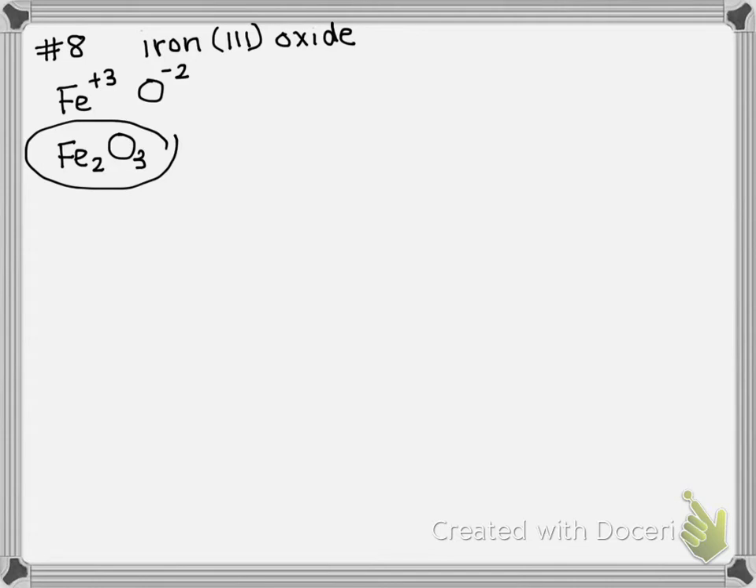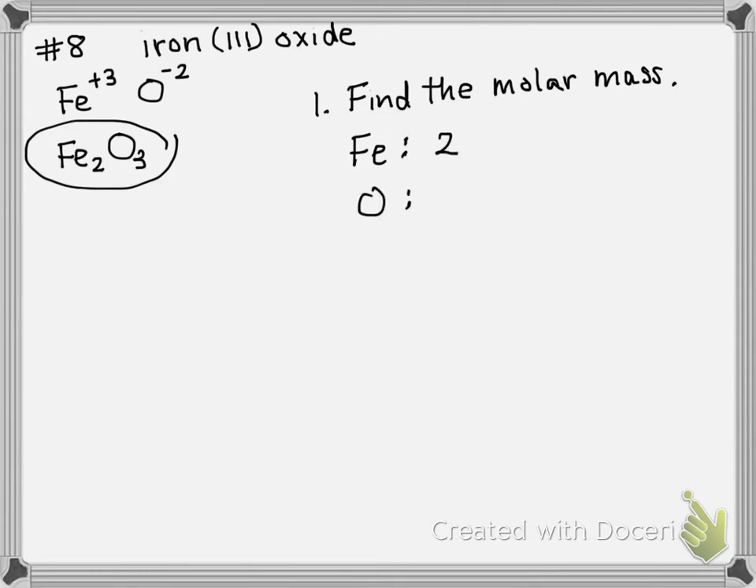The percent composition by mass, we have 2 steps. Our first step is to find the molar mass of the compound. And so in this compound, we have 2 atoms of iron and we have 3 atoms of oxygen. Iron has an atomic mass of 55.85. And oxygen has an average atomic mass of 16.